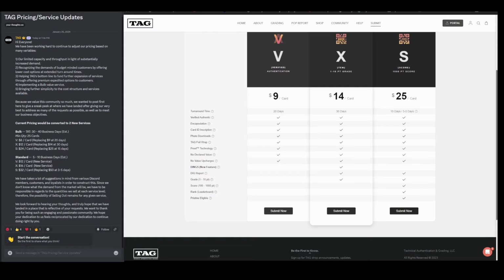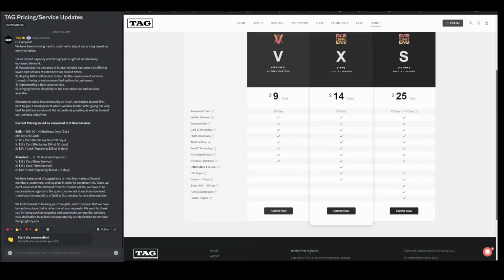They run through a list of reasons why they are doing this. Essentially, it sounds like they got a little bit of backlog. Limited capacity is essentially what they state. There are four reasons there on the top left-hand side. Limited capacity and throughput in light of substantial increase in demand. We'll talk about that in a second.